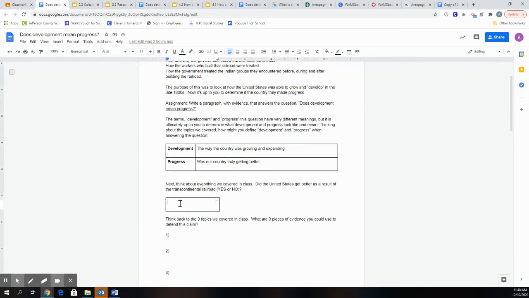So the first thing you have to do here is answer: based on everything we looked at in this unit, did the U.S. get better? Did the U.S. progress due to the development that they were making and the expansion? And this is just a simple yes or no. Yes, no, whatever you think is right.